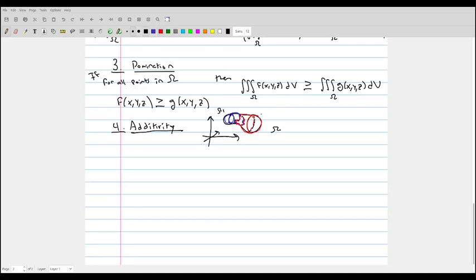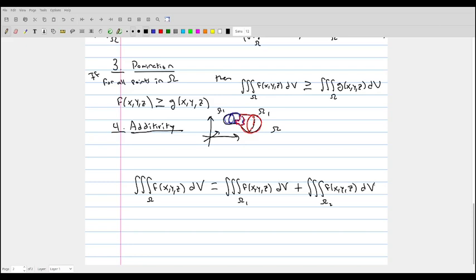So for any region in 3D, if we split it into two separate pieces, then the triple integral of a function over the region omega is going to be equal to the triple integral over the first piece, omega 1, plus the triple integral over the second piece, omega 2. This is called the additivity property.